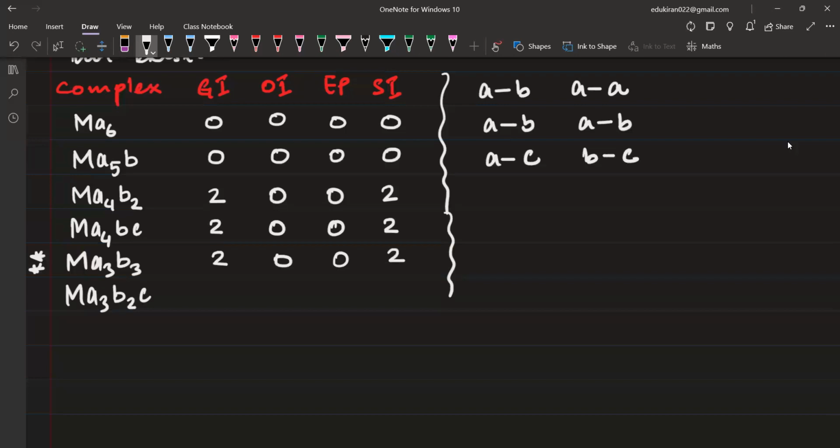Now we can have one more case, I think. Let me think about it. Think about what another case could be. Can you guys think of any other cases?